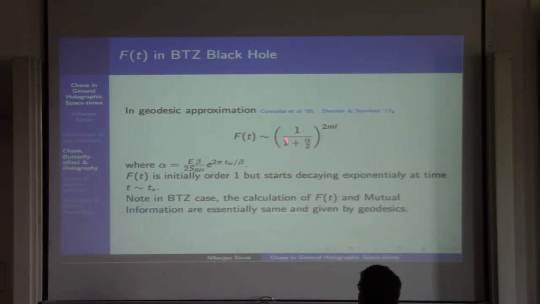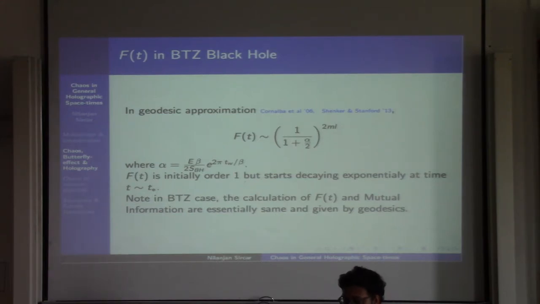You can see that here also from f of t, if you do an expansion in small alpha, and this 2 times delta is the conformal dimension, what you will see is that from this exponential, f of t has an exponential growth, as I was saying in the beginning, in the motivation. So initially f of t where alpha is 0 is order 1, then it starts decaying exponentially, and it goes to 0 at t of the order of the scrambling time. This you can do in the BTZ black hole, but in higher dimensions, the Ryu-Takayanagi surface, which is a codimension-2 surface, and the geodesic are very different things. So in principle, there is no relation between them, but these two probes exist.